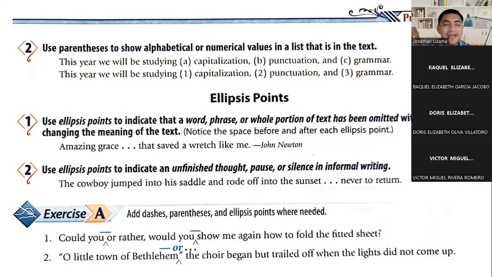Use ellipsis points to indicate an unfinished thought. Utilicemos, dice acá, los 3 puntos para indicar pensamientos incompletos, pausas o silencio en escritura informal. The cowboy jumped into his saddle and rode off into the sunset, ellipsis, never to return. Hace falta ahí para silenciar, hace falta información y por eso se colocan los 3 puntos. So this is the end, right?